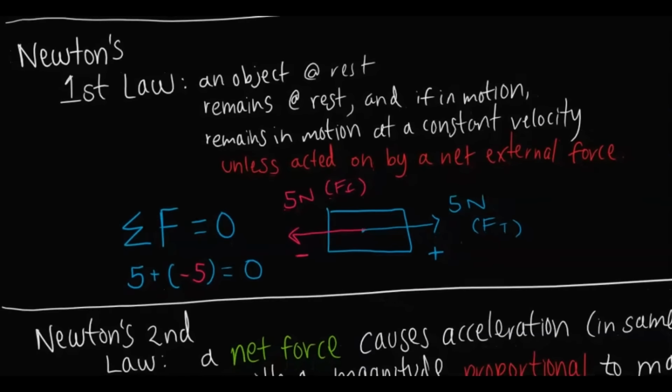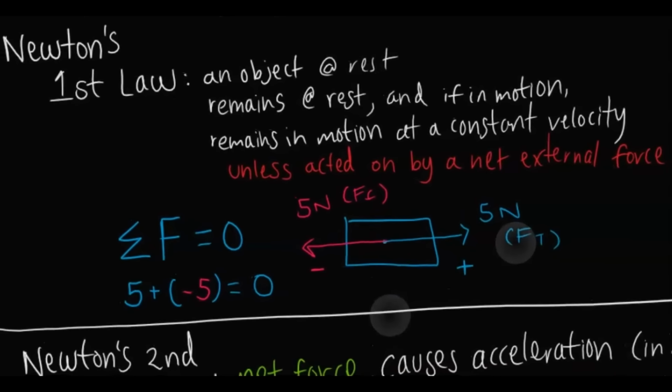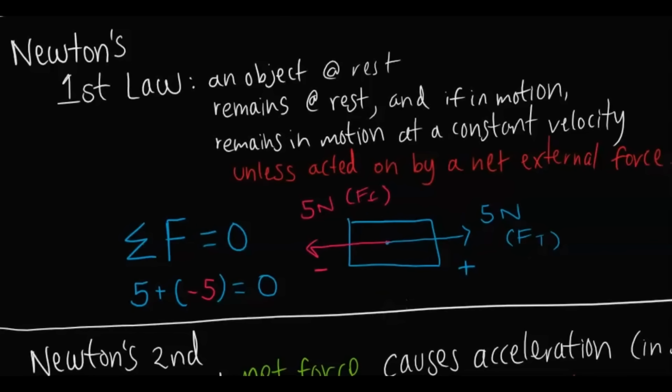Newton's first law states that an object at rest remains at rest, and if it's in motion, it will remain in motion at a constant velocity unless it's acted upon by a net external force. So in this example, revisiting that block, where it's 5 newtons of tension force and 5 newtons of friction force, that object is either going to be at rest or moving at a constant velocity because the net force is 0.